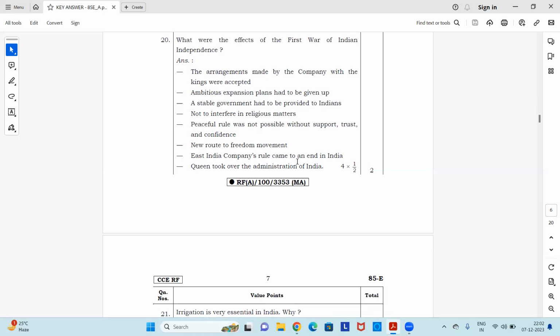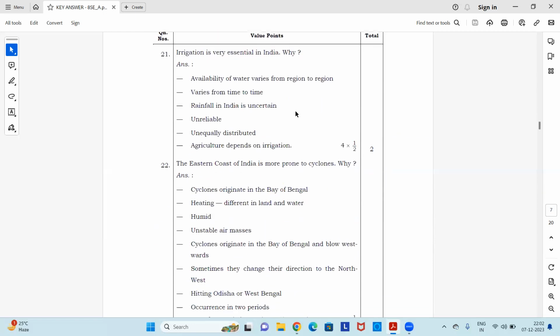Okay, so these are the points. Again, you can write any 4 points which you remember and you can elaborate properly. You can write it so that you get a half mark for each point and it will give you 2 mark for 4 points. Okay, moving to next question. Again, here you don't have an option. So the question is, irrigation is very essential in India. Why? Answer, availability of water varies from region to region, varies from time to time.